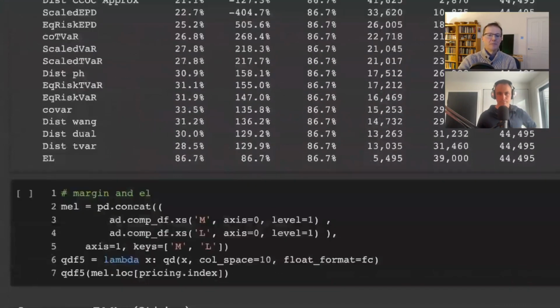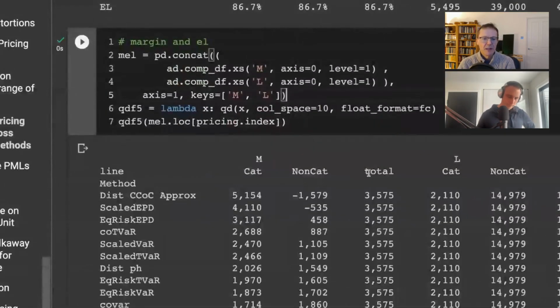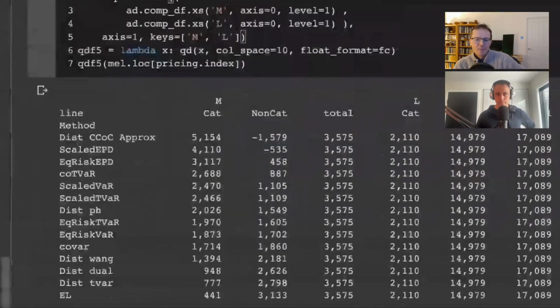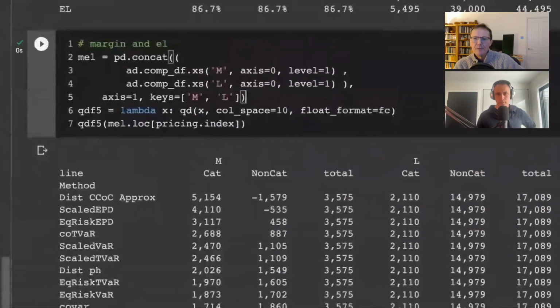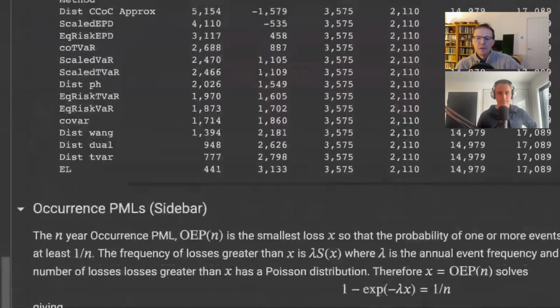That's maybe not so absolutely fascinating. And let's look at the margin in the EL. I'm not sure if there's any messages there, but I think there's a difference between them, right? Or this is not quite that, but yeah.